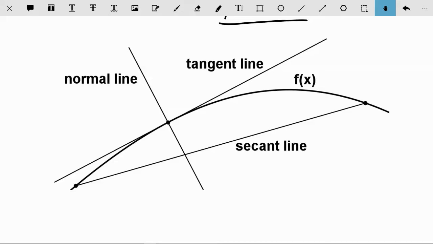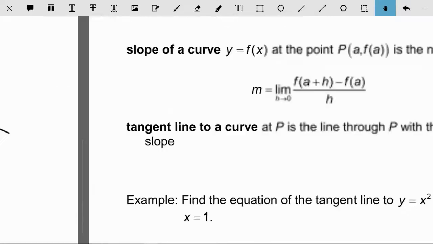in this class. So when you're going through your assignment, sometimes they're going to ask you for the equation of the tangent line. Sometimes they're going to ask you for the equation of the normal line. So just realize that the tangent line obviously is tangent to my function at my point of tangency. And then the normal line is just perpendicular to the tangent line.